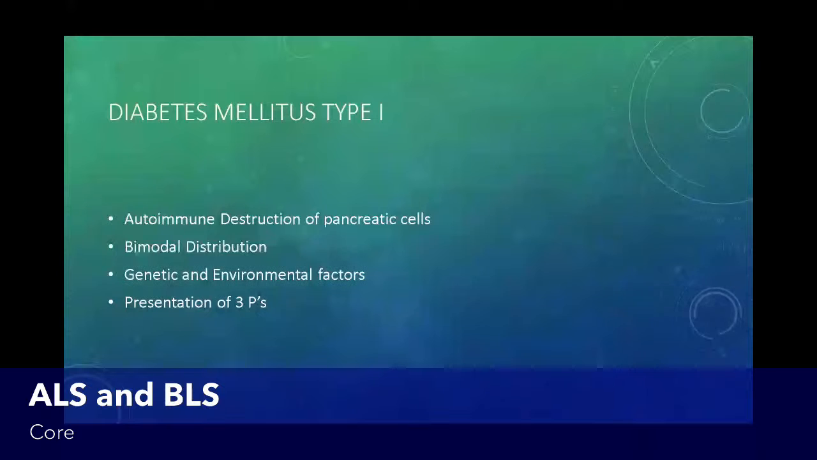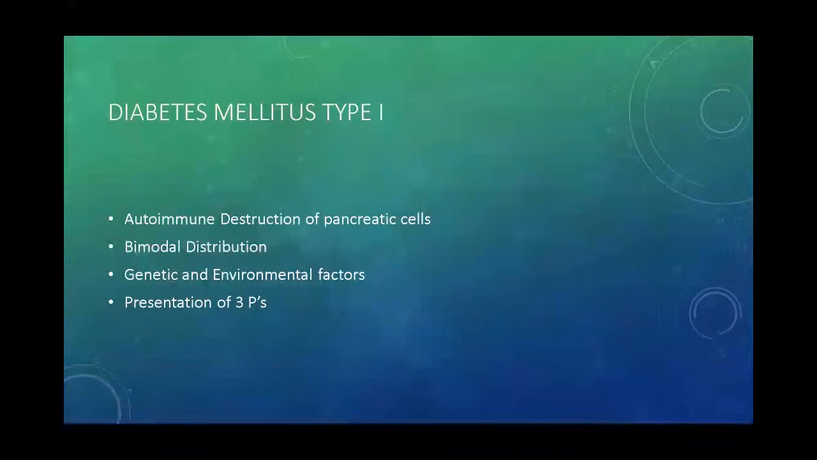It typically presents in a bimodal distribution, either 4 to 6-year-old children or children 10 to 14 years old. There's typically no gender predominance, so about male and female equally. And then the presentation is typically the 3 Ps, which consists of polyuria, polyphagia, and polydipsia. We'll talk a little bit more about why those present in that common presentation when we start talking about some of the other diseases.